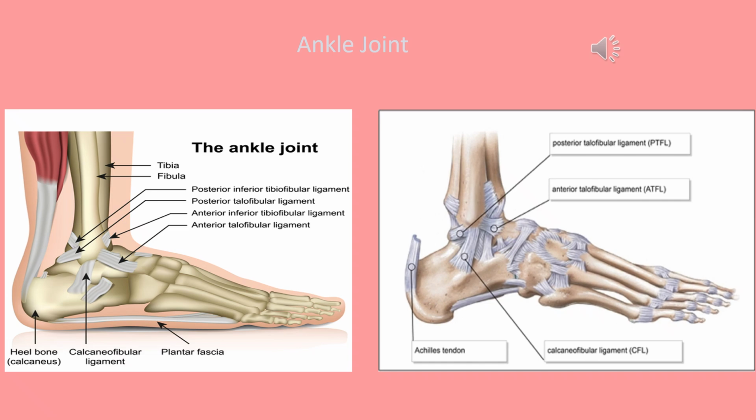Also, structures that are involved in stabilizing the joint would include the calcaneal tendon. That is the big tendon that comes down from the calf muscle, oftentimes called the Achilles tendon. The plantar fascia, which is just under the skin on the sole of the foot. And also on the front side, you have the tibialis anterior muscle. On the lateral aspect, you have the fibularis longus, the fibularis brevis, and the fibularis tertius.